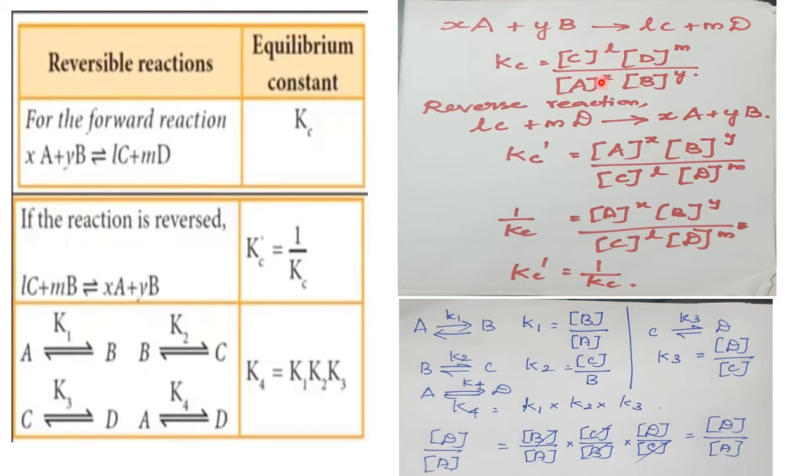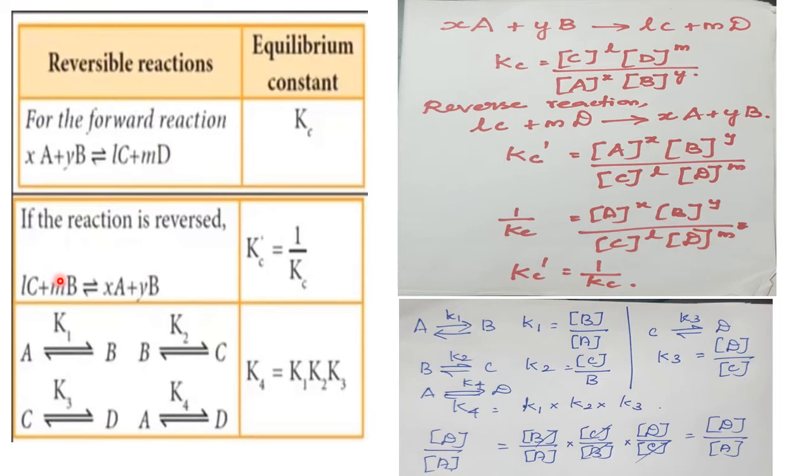Denominator, reactants. So what are the products? C and D. What are the numbers of moles? l and m. So l and m are written as powers. So C concentration power l into D concentration power m divided by the reactants A and B, A concentration power x into B concentration power y. Then that is Kc. Then for the reverse reaction, the products are taken to be the reactants.